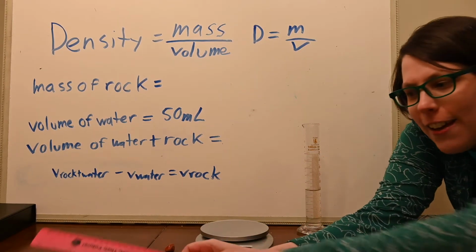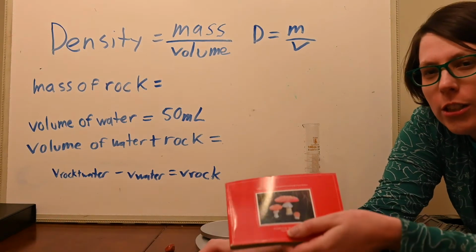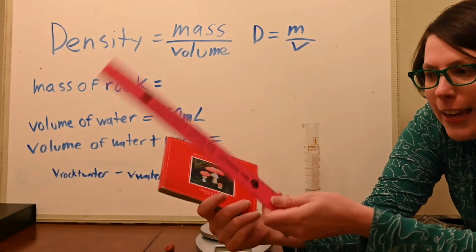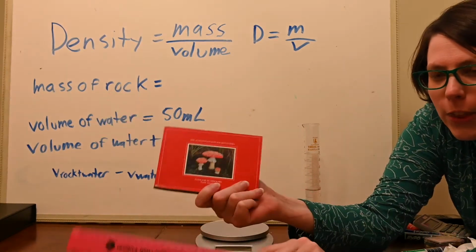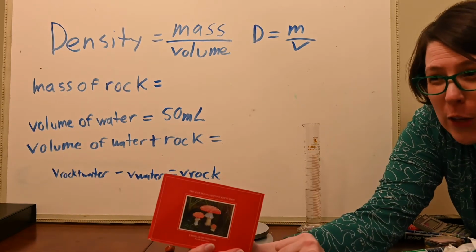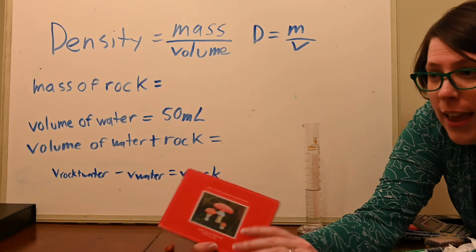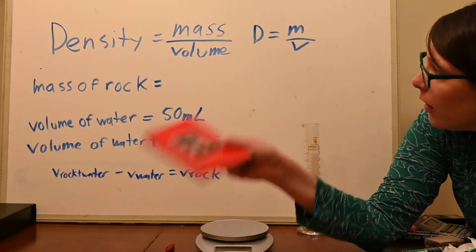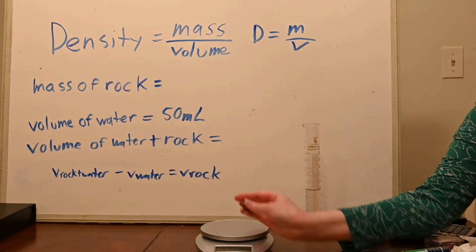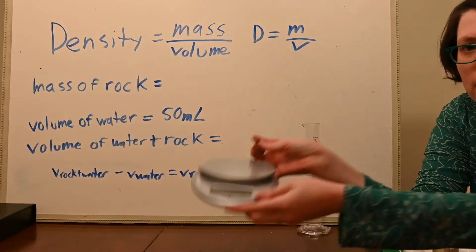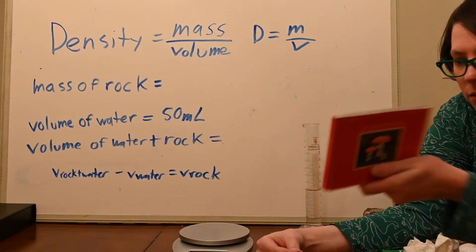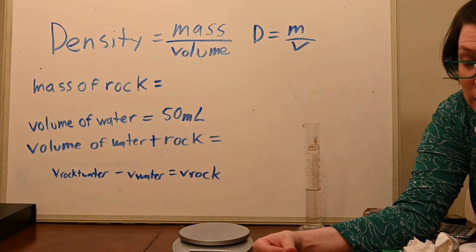And if I had a regular shaped object, like this book about mushrooms, I could measure with this ruler the length, the width, and the height, multiply them together because that's how you find the volume of a rectangular prism, and get my volume that way. And then I could use this kitchen scale to find my mass, just like anything else when you're finding the mass.